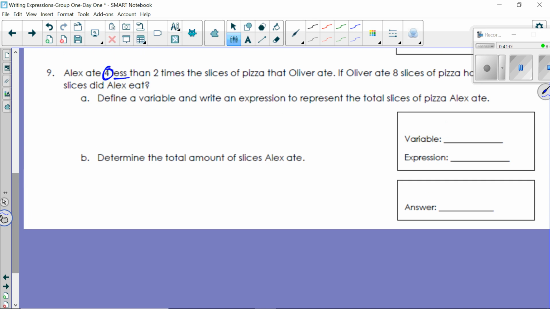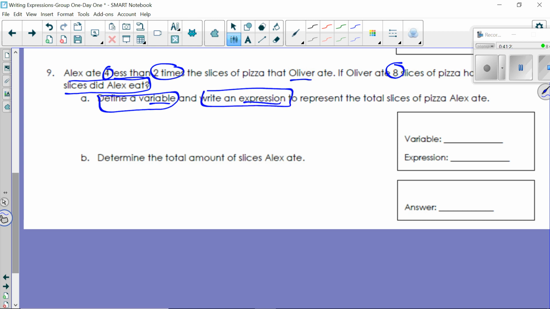Okay, Alex ate 4 less than 2 times the slices of pizza that Oliver ate. Oliver ate 8 slices of pizza. How many slices did Alex eat? There's my question. Define a variable and write an expression to represent the total slices that Alex ate. So what is my variable? Nope, that's what I'm trying to find, meaning that what I don't know is what Oliver ate. So X is the number of slices Oliver ate.